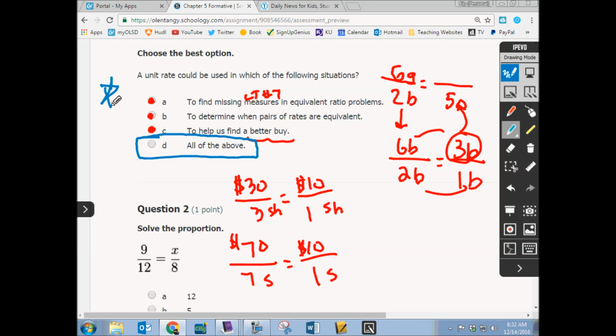I want you to put a star next to it because that question might come up again. Just saying. Do you have something to write with?